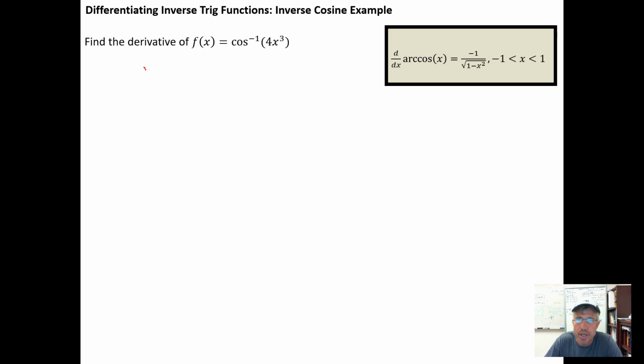So the first one, we have f of x equaling the cosine inverse of 4x cubed. So we do have the inverse cosine function, and we know how to take the derivative of the inverse cosine function. The issue here is we have a function composition, so we have a third degree polynomial as an input to that inverse trig function. So when we take the derivative, we're going to need to use the chain rule.